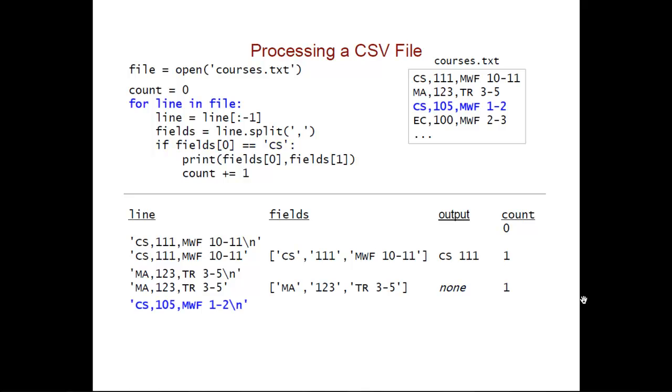We go back, we get the next line, which is the third line. The value of line still has the new line, so we do a slice to get rid of it. We split. We check if fields 0 is equal to CS. It is, so we print fields 0 followed by a space followed by fields 1, which gives us this, and we increase the counter. And we're going to keep doing this, looping and processing one line at a time until there's nothing left in the file.